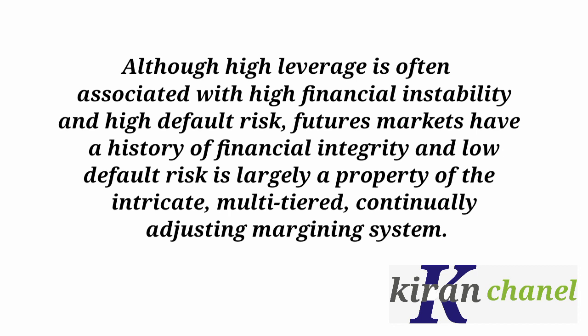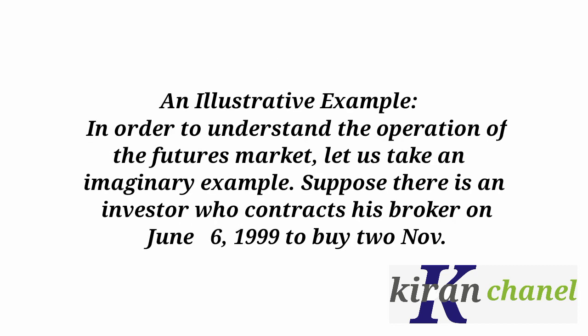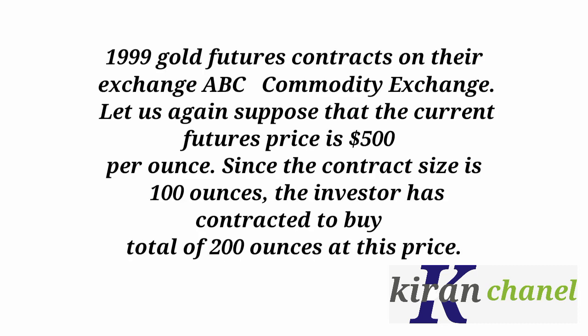As an illustrative example, in order to understand the operation of the futures market, let us take an imaginary example. Suppose an investor contacts his broker on June 6, 1999, to buy 2 November 1, 1999 gold futures contracts on the ABC commodity exchange. Let us again suppose that the current futures price is $500 per ounce. Since the contract size is 100 ounces, the investor has contracted to buy a total of 200 ounces at this price.